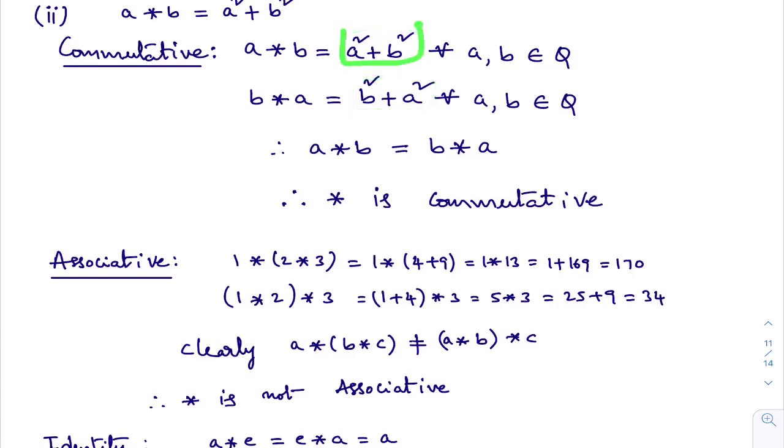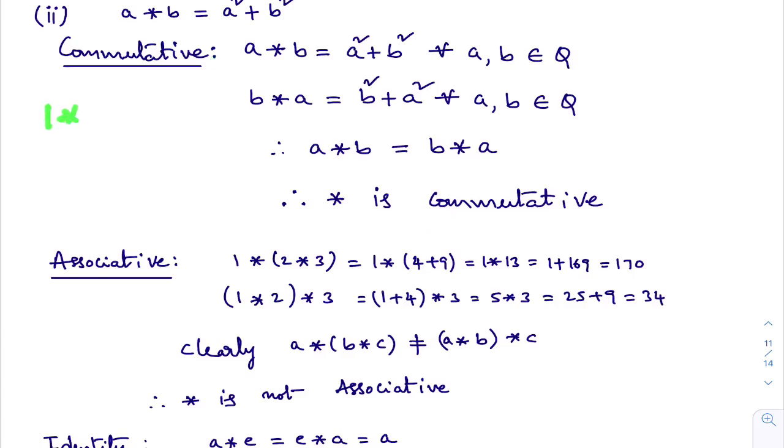A square plus B square is same as B square plus A square. That I can check with some examples also. So A star B equals B star A. Therefore star is commutative. Here I want to tell you one point. When it is commutative, you should follow this general method only. You cannot give a counter example.